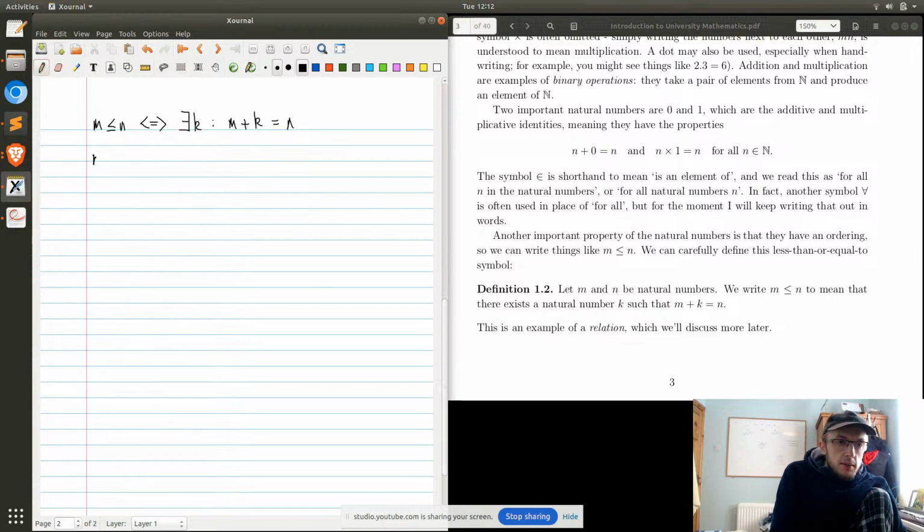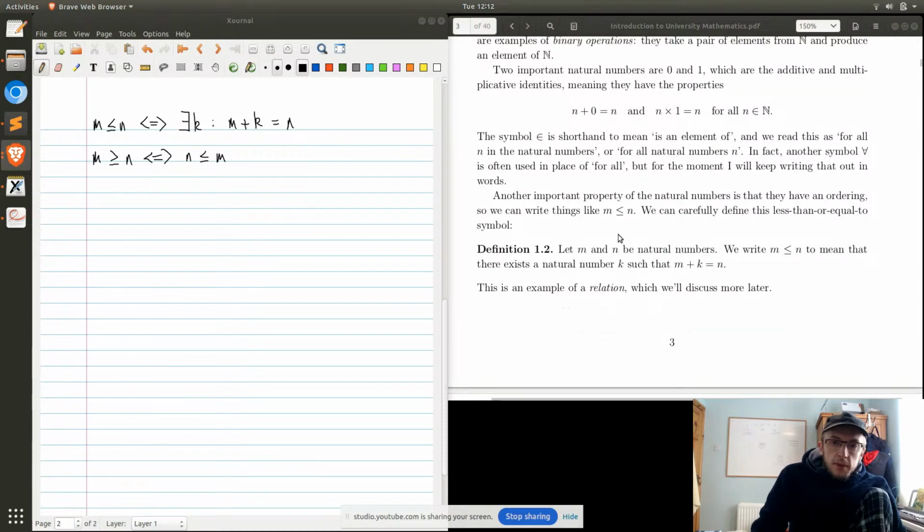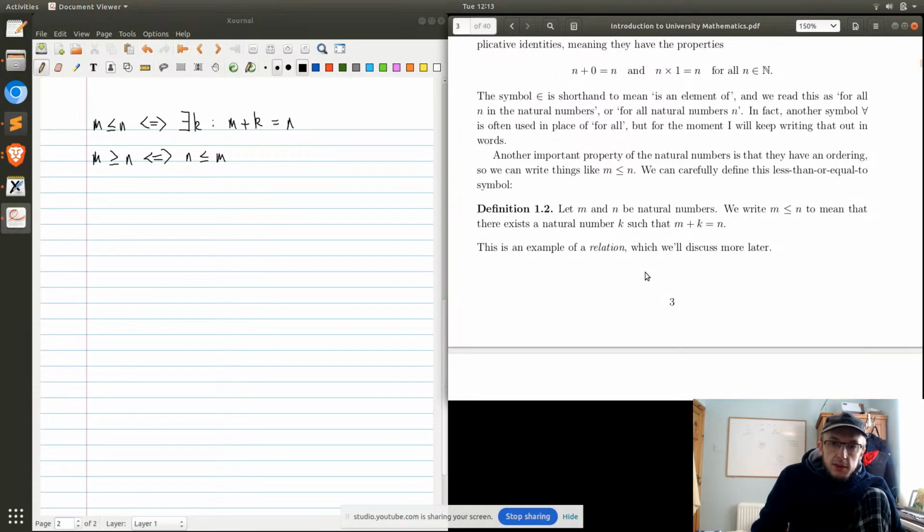Now, as for m is greater than or equal to n, you could just define this like this, and then you don't have to come up with a new definition. It's building new definitions based on old ones that you already have. Okay, so this less than or equal to symbol, this is an example of a relation, which we'll discuss more later.